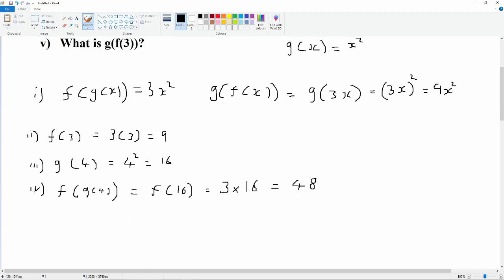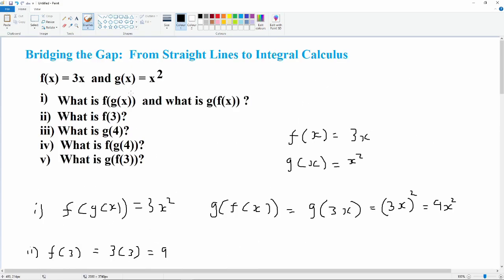Okay, and part 5. What is g of f of 3? Again, that's been very nice, because we already know what f of 3 is from part 2. F of 3 is 9, so we're really asking what is g of 9? And g is x squared, so we're asking what is 9 squared, and we know from our times tables that that's 9 times 9, which is 81. And that is all there is to it.